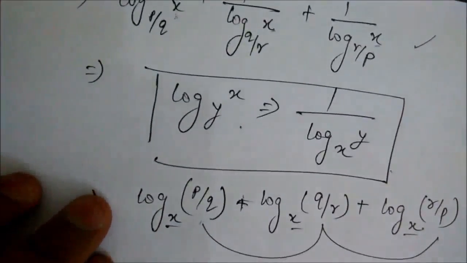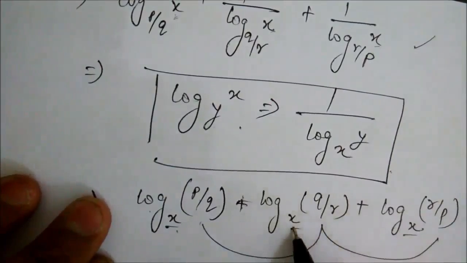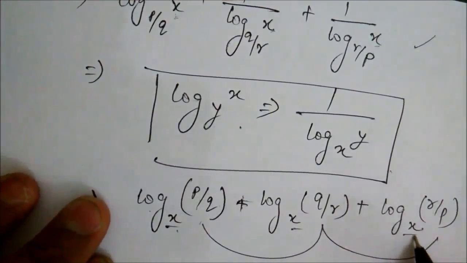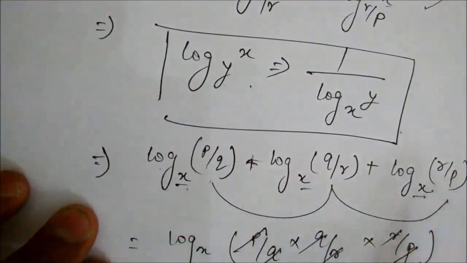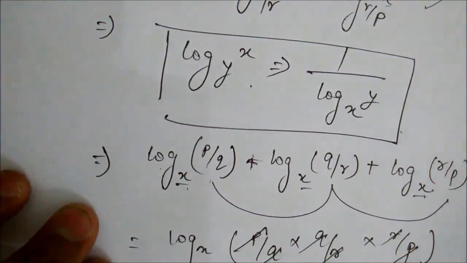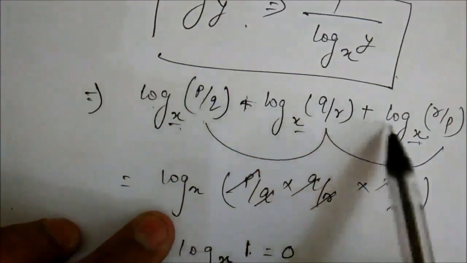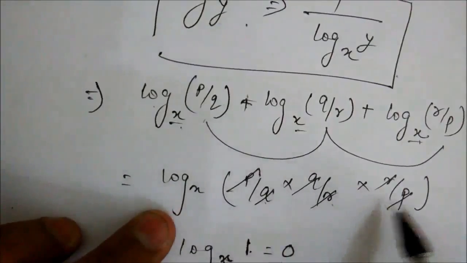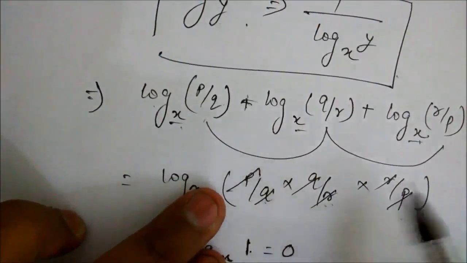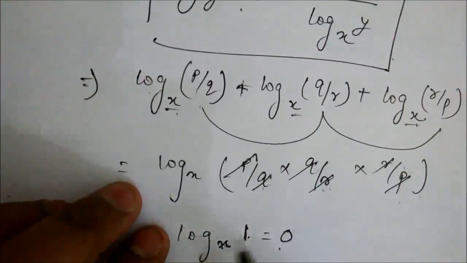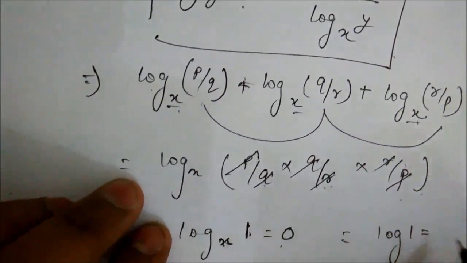So using that formula, we got log p by q to the base x plus log q by r to the base x plus log r by p to the base x. Now, since we have got the common base, we can apply the logarithmic properties. Using the log property, that is log x, we multiply all the three, p by q into q by r into r by p, and we can cancel each one of them, p by p, q by q, r by r, and we got log 1 to the base x.